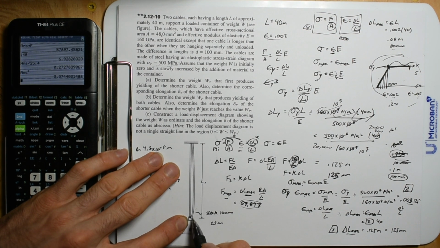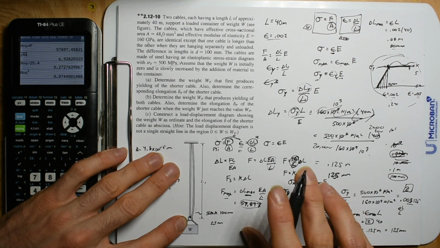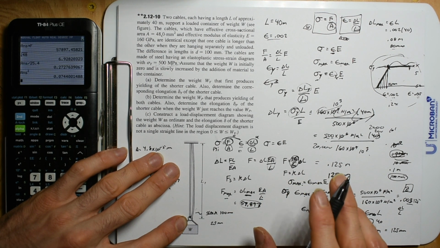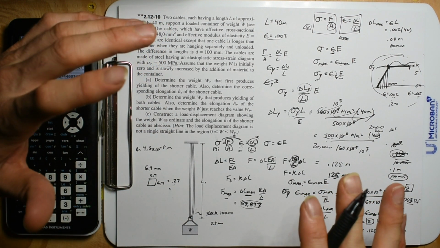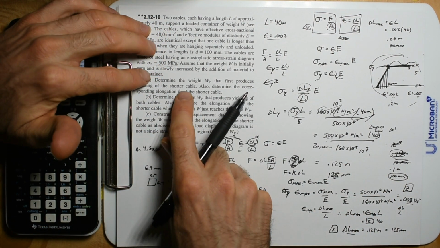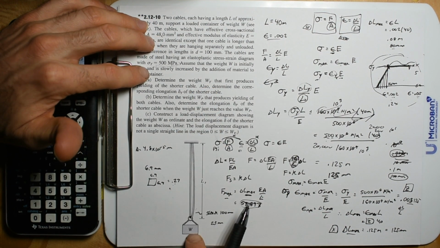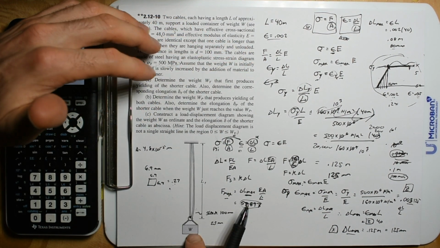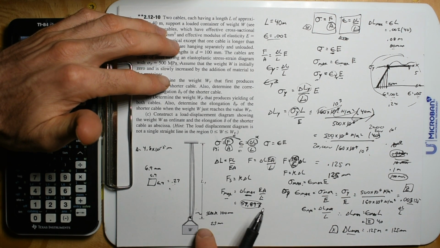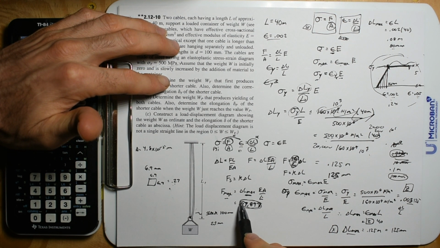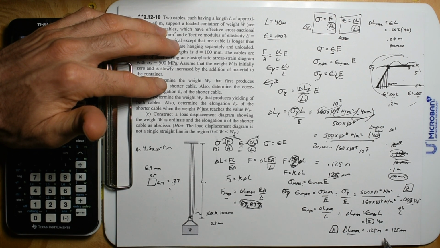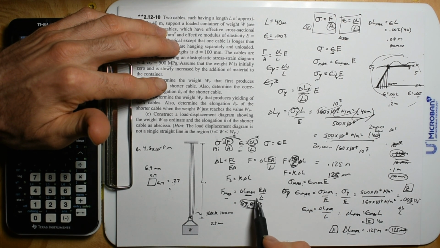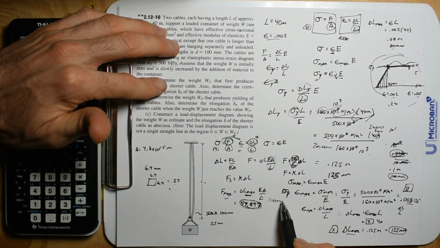But here's the deal. This is what makes this a 2-star problem. It's kind of a head scratcher. It says determine the weight that first produces yielding of the shorter cable. Well, if you just had one cable, this would produce yielding of the shorter cable. But guess what? You would have to stretch this 125 millimeters. But when you stretch it 100 millimeters, so let's put that in.